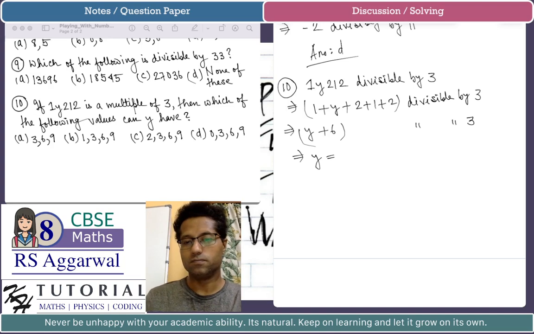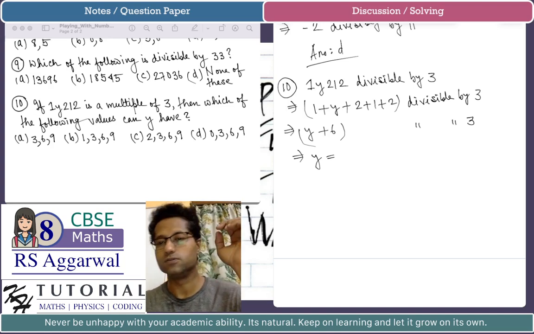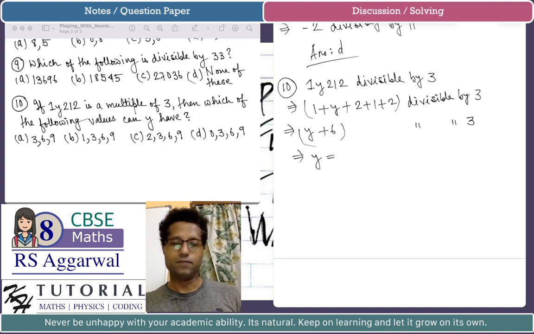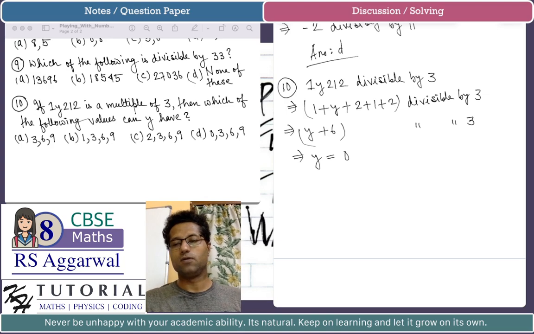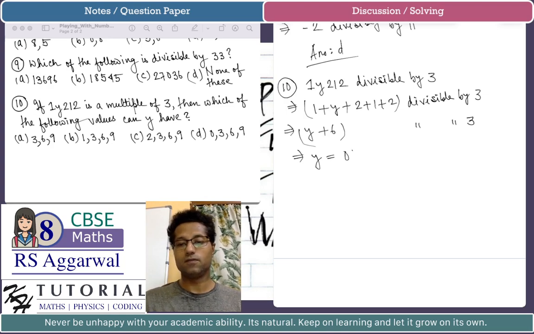So what can the values of y be? y can be 0, and y is a digit. It can have values from 0 to 9. So we can clearly see that y can be 0, because in that case y plus 6 will be equal to 6, which is divisible by 3. Once you have found one such number, we will keep on adding 3 to the first solution. That is, the first solution is y equals 0.